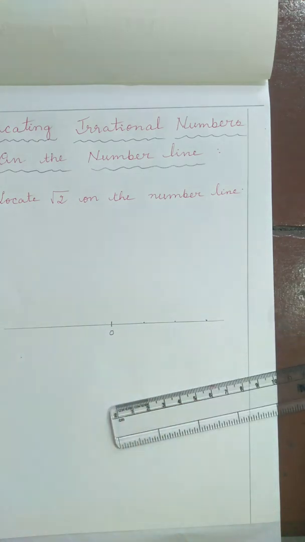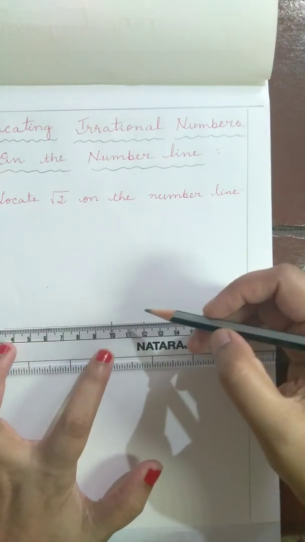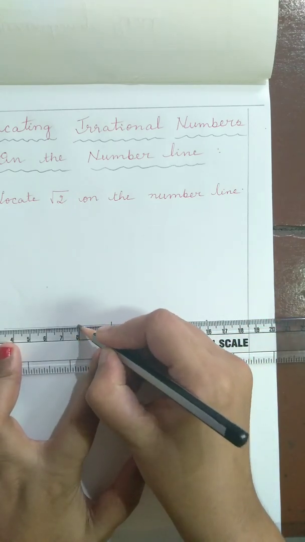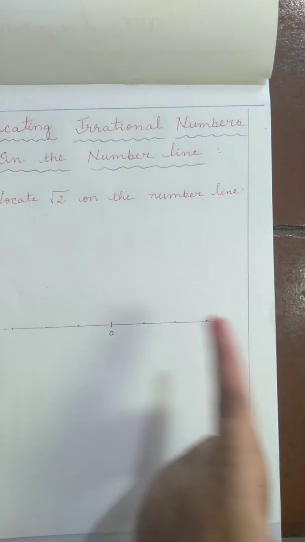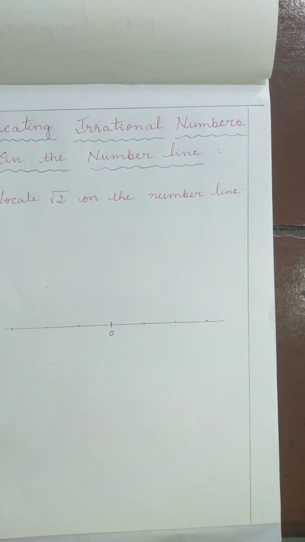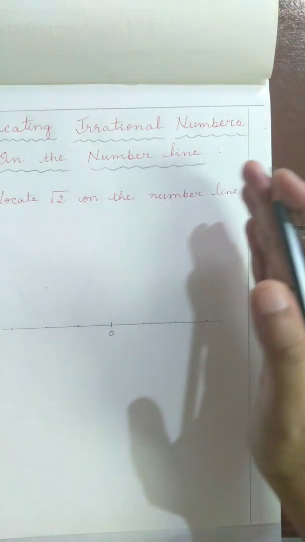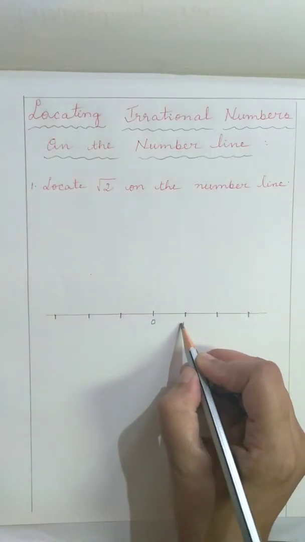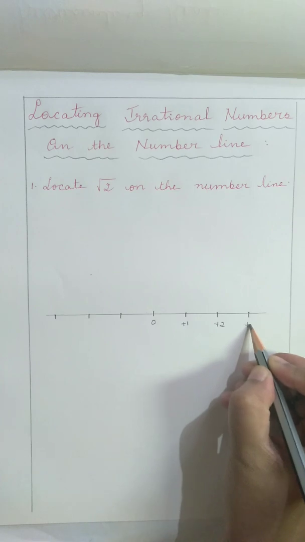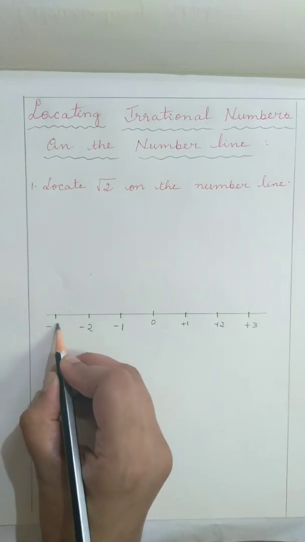In the same way, to the left side also take 2 centimeter difference and mark the point like this. We know that to the right of 0 in the number line there are positive values, and to the left of 0 there are negative values. So right side it is positive, left side it is negative. Therefore mark the positive values on the right side and the negative values on the left side of the 0. So it will be +1, +2, +3, and here left side it is -1, -2 and -3.